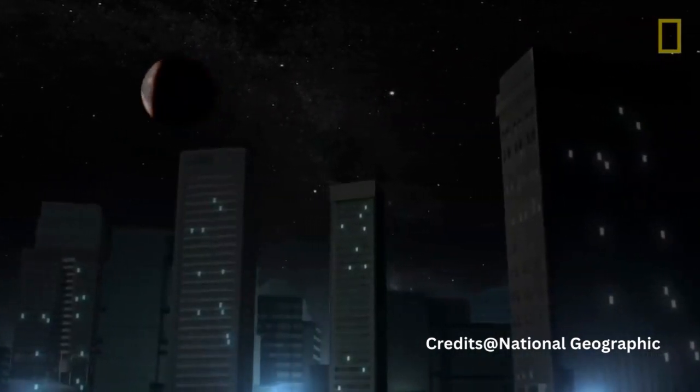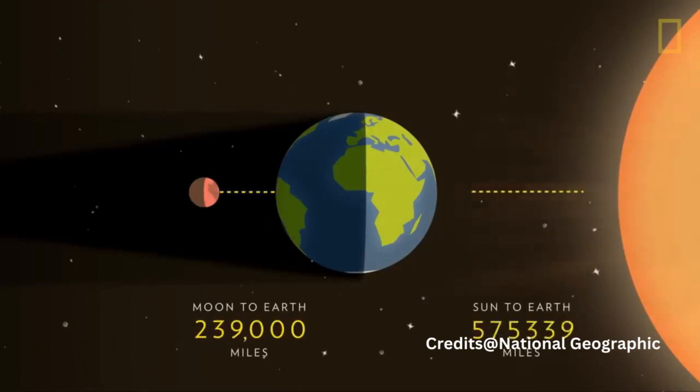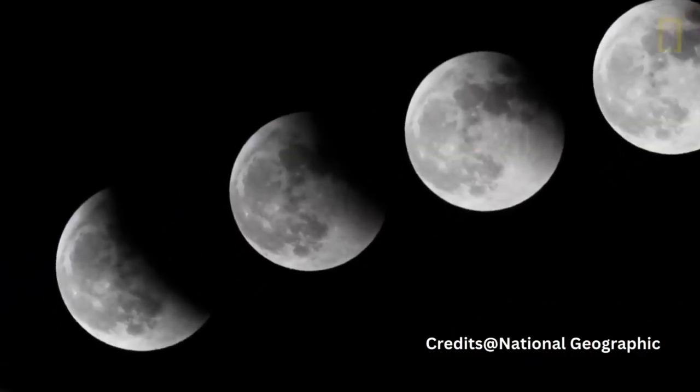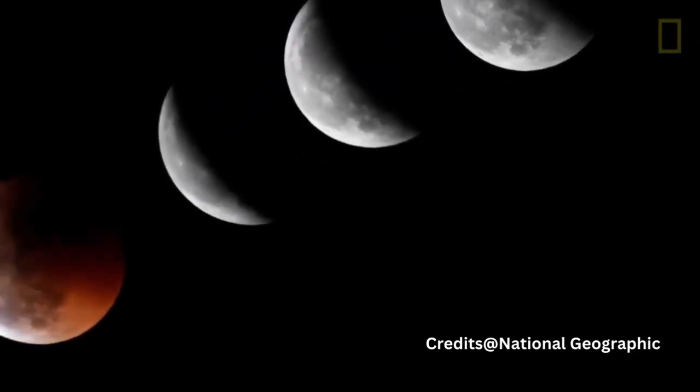The number of eclipses that we can see in a year varies depending on several factors, such as the phases of the moon, its distance from Earth, and its position relative to Earth's orbital plane. On average, there are about 2 to 5 solar eclipses and 2 to 4 lunar eclipses every year.